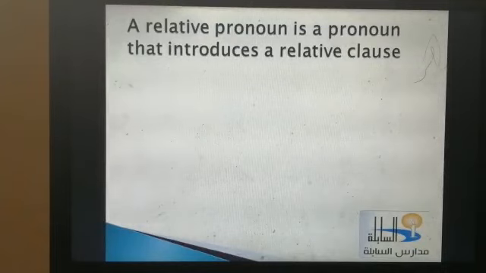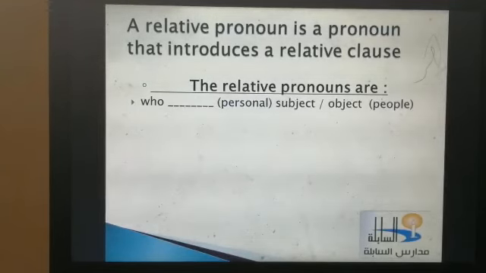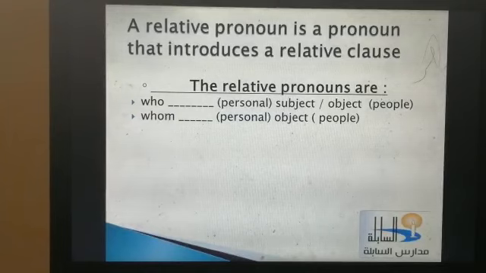A relative pronoun is a pronoun that introduces a relative clause. So when we want to write a relative clause, we start with a relative pronoun. The relative pronouns are who, personal subject or personal object, people. So it comes after a person, like Fatima, like Ali, like Khalid, or my friend, and etc. And who comes as a subject or an object.